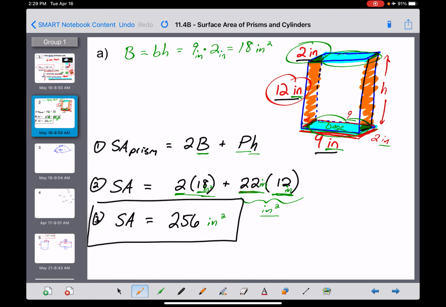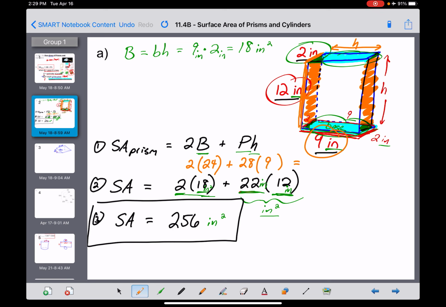In that case, then, this would be 2 times the area of the base. Now I'd be multiplying 2 times 12 to get 24 for the area there. Plus the perimeter of the base. This would be 12 plus 2, that's 14. Doubled would get me 28. And the height of this prism now, the height is going to run from left to right here, and that means that my height would be 9.